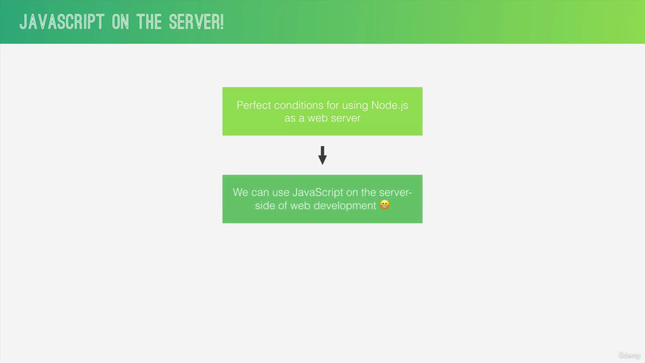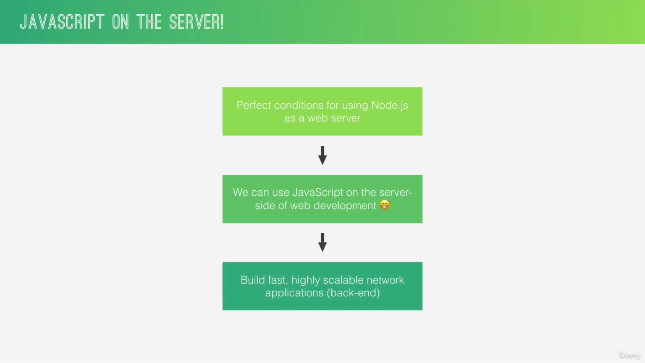Anyway, now that we have JavaScript outside of the browser, in a kind of standalone environment, which is Node.js, we can do so many more things with JavaScript that were completely impossible before, like accessing the file system or better networking capabilities. And all these factors together give us the perfect conditions for using Node.js as a web server, meaning that now we can finally use JavaScript on the server side of web development in order to build fast, highly scalable network applications for powering the backend of our websites or web applications. And this is absolutely fantastic and game-changing for web development.